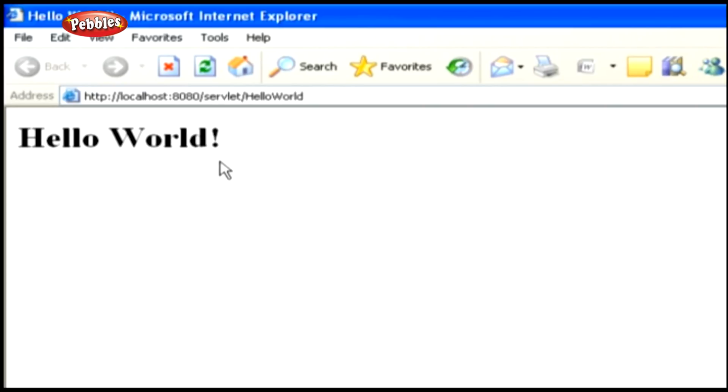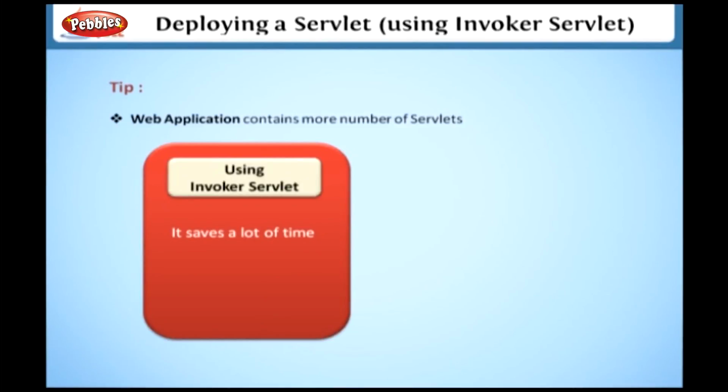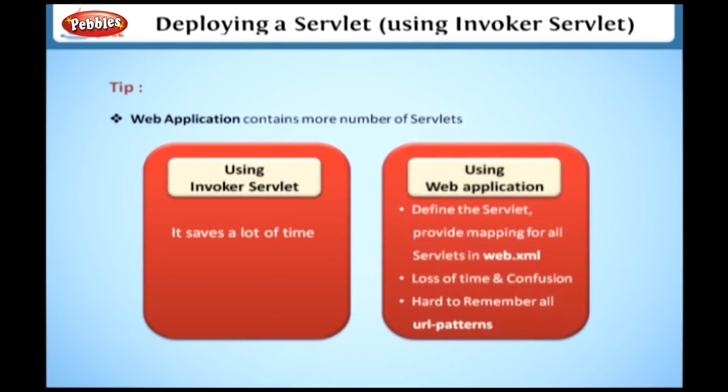Well, I hope you have learned the two methods for deploying the servlet. Here is a tip for you. If your web application contains a large number of servlets, then we have to use the Invoker Servlet method because it saves a lot of time. If you go by the first method, we need to define the servlet and provide mapping for all the servlets in the deployment descriptor. It will lead to loss of time and more confusion because we have to remember all the URL patterns. Thus, in this case, we are better off using the Invoker Servlet method.